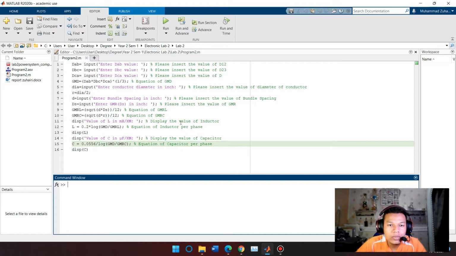Then we display the value of inductor. This is the equation of inductor per phase. And lastly, we display the value of capacitor, and this is the equation of the capacitor.